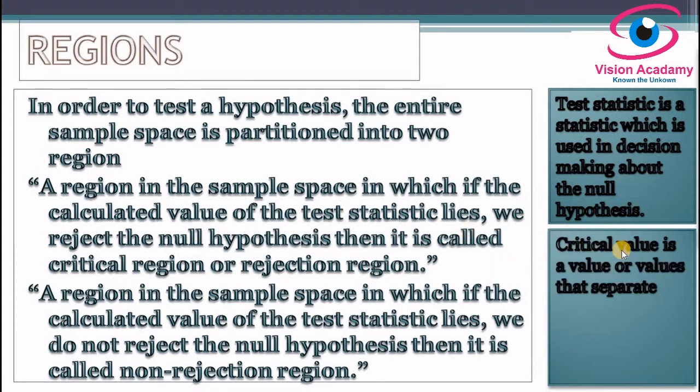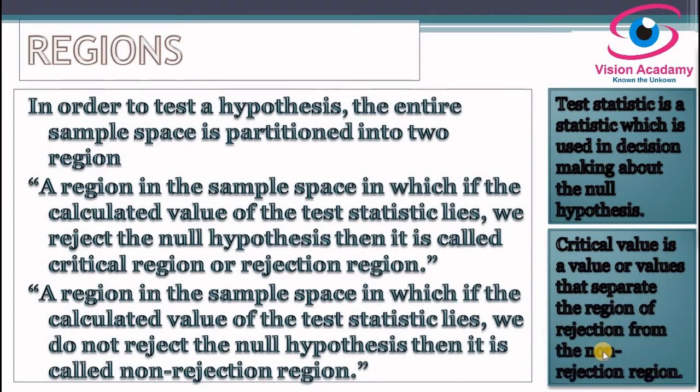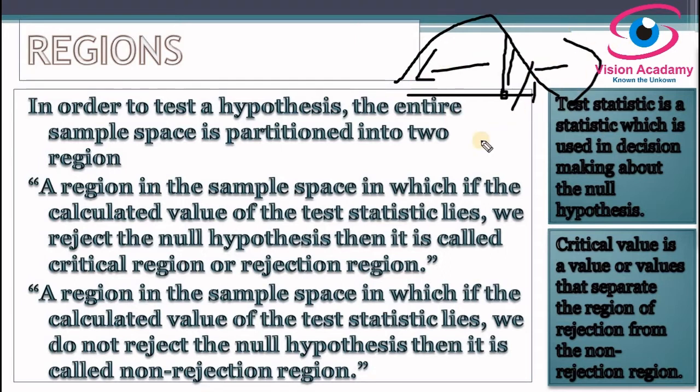Critical region or critical value, we normally call it CV, critical value. It is a value or values that separate the region of rejection from the non-rejection region. Which means the critical value is what separates the rejection region from the non-rejection region. So here this point is the critical value. This value separates the non-rejection region from the rejection region. This is the rejection region or critical region.